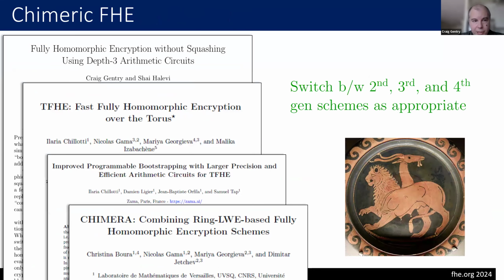Okay, and then you have chimeric schemes, which can basically switch between different schemes. The whole idea of bootstrapping is basically that you can compute decryption within the homomorphic encryption scheme. So of course you can decrypt one ciphertext scheme into a different encryption scheme. And depending on what kind of computation you want to do, you can switch from one scheme to another, depending on which one is the most appropriate.